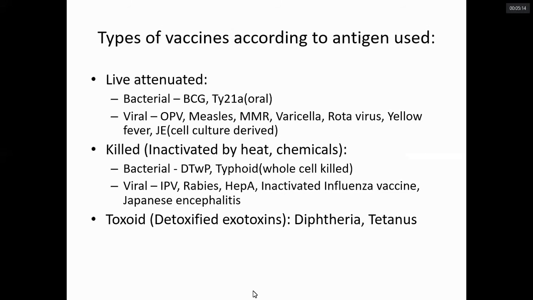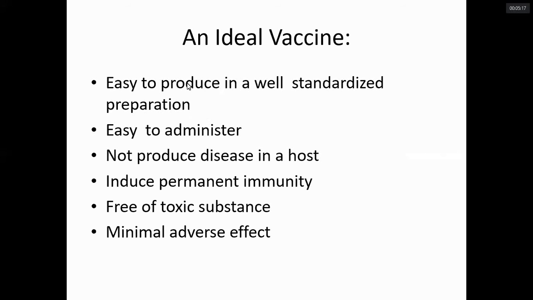So what is an ideal vaccine? An ideal vaccine is one which is easy to produce in a well-standardized preparation, easy to administer, and does not produce disease in a host. It produces infection but doesn't produce disease in a host, induces permanent immunity, is free of toxic substances, and has minimal adverse effects. These are the components of an ideal vaccine.